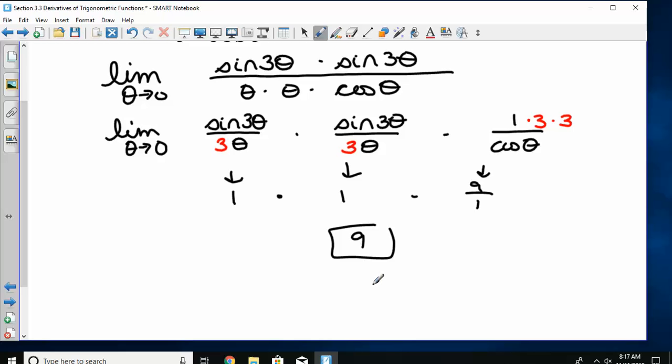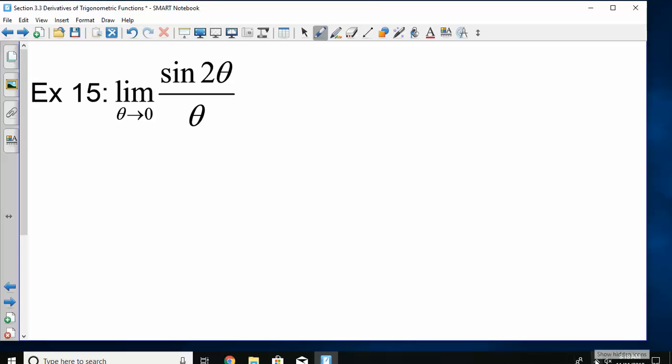Yes? How's it cosine of 0? You're plugging in theta is approaching 0. Any other questions? Okay. You guys try this one.